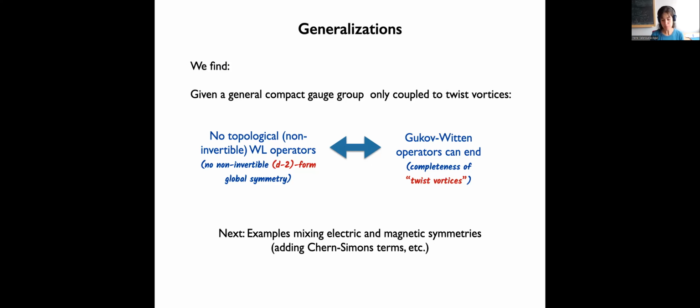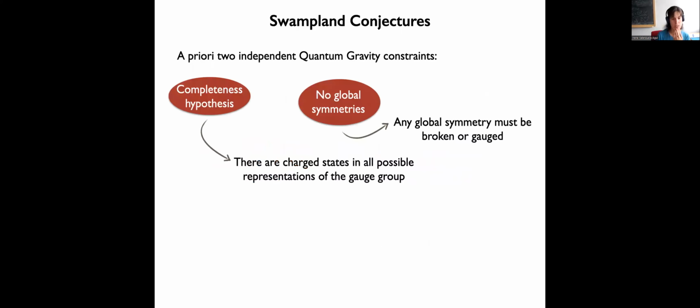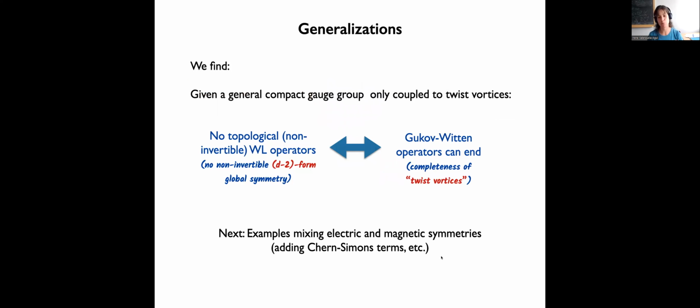Okay. So what I'm going to do for the rest of the time is give you some examples. The point is that without mixing electric and magnetic, we can give these general proofs. When mixing electric and magnetic, we don't have a general proof, but we can study examples. So we have studied some examples to see at least what happens and get some intuition of what we would expect, and that would be nice to generalize in the future.